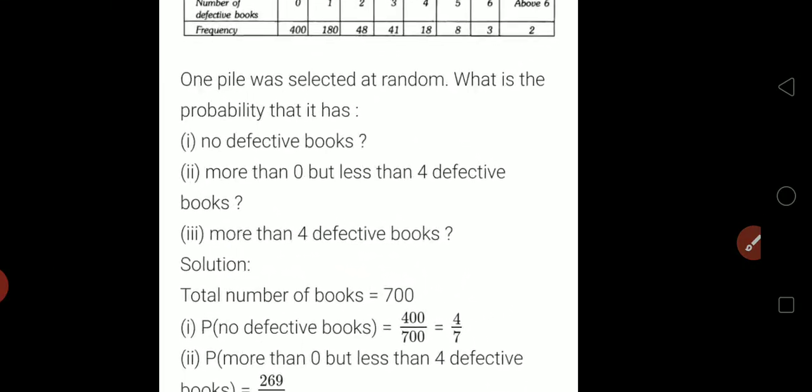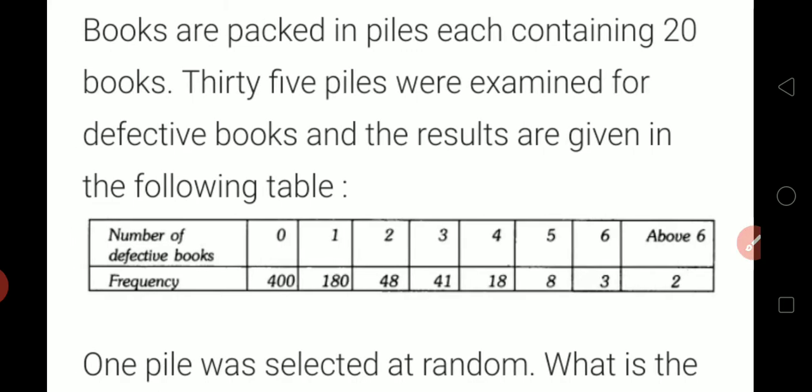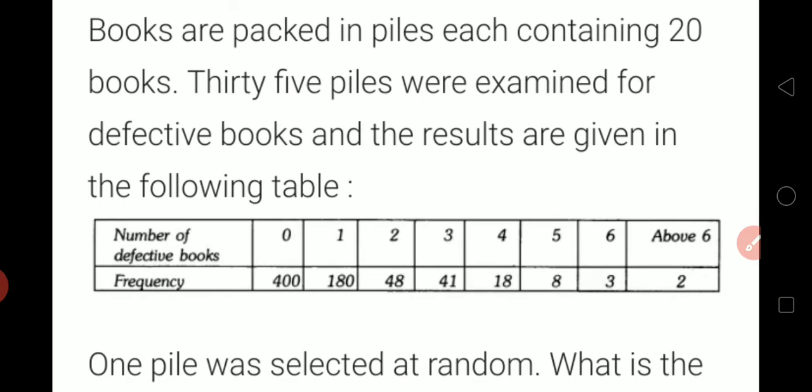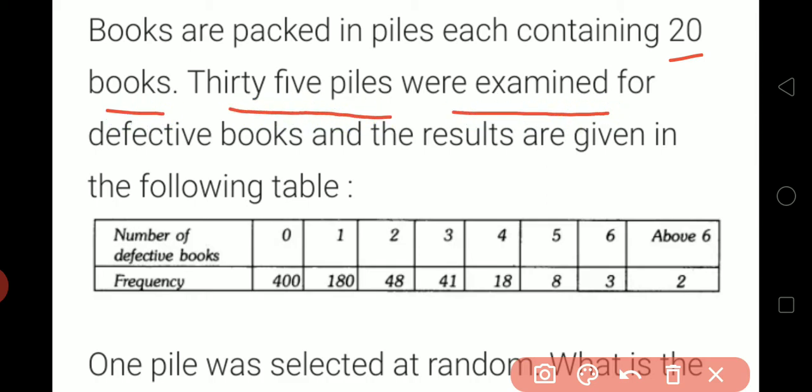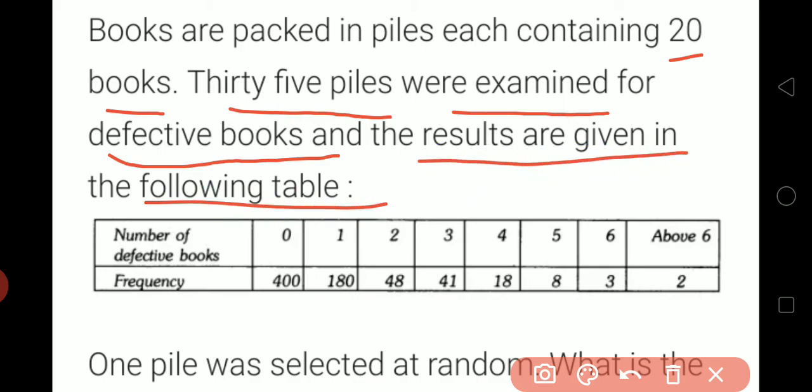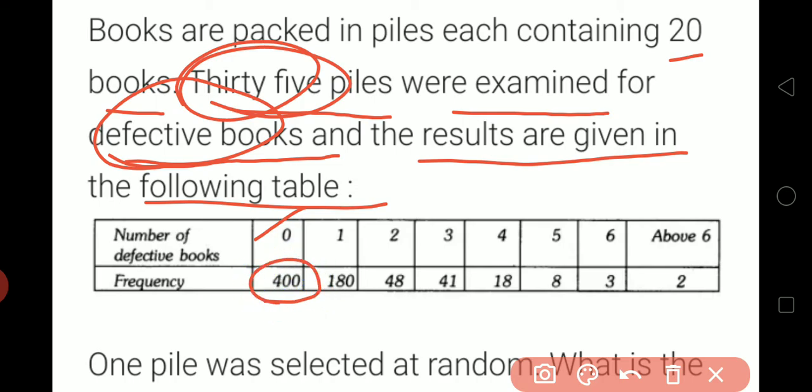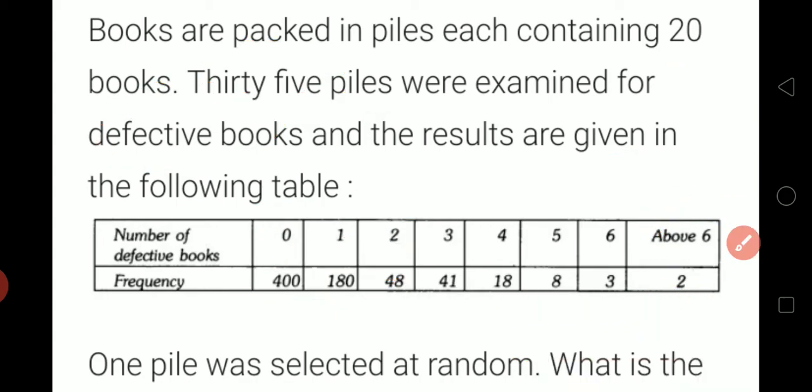So let us start the next one. Here you can see the books are packed in piles, each containing 2 books. 35 piles were examined for defective books and the results are given as follows. So here some books are found defective, right? Number of defective books and frequency we have given: no defective 400, 1 defective 180, 2 defective 48 and so on. Above 6 also we have given 2. So you can read the table.